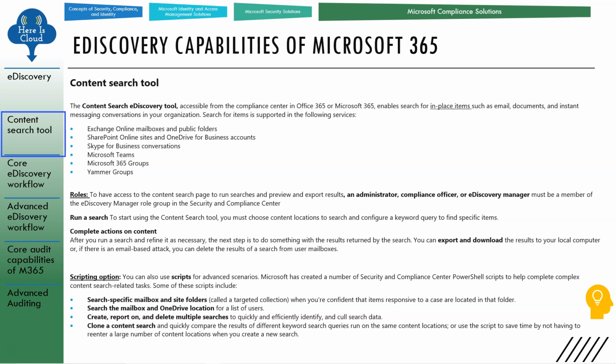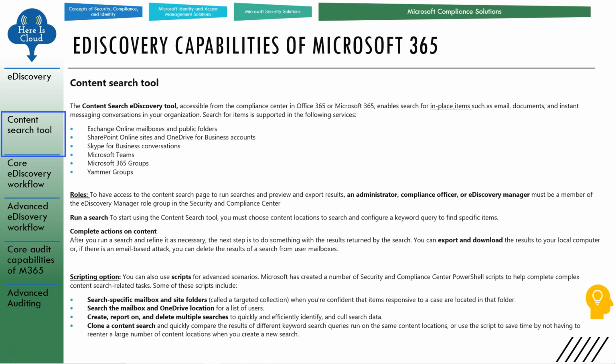Running a search. To start using the content search tool, you must choose the content locations to search and configure a keyword query to find specific items. Now, once the search is done, you can complete certain actions on this content. For example, you can export or download the results to your local computer. If there is an email-based attack, you can delete the results of a search from users' mailboxes.